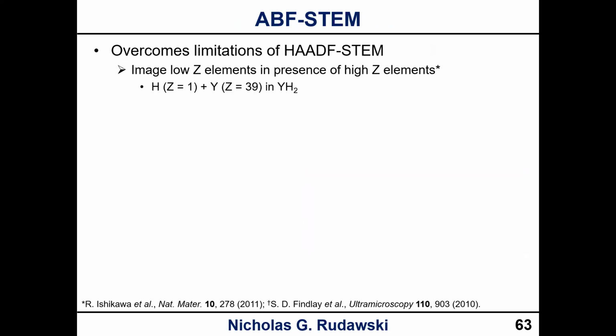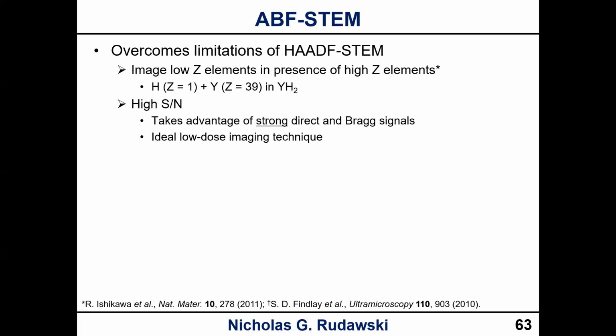Okay, so this overcomes one of the big limitations of HAADF-STEM, which is seeing low Z elements in the presence of high Z elements. In fact, it's been demonstrated you can image hydrogen in the presence of yttrium, which is pretty amazing because that is a major difference in Z. That's a plus 39 Z difference.